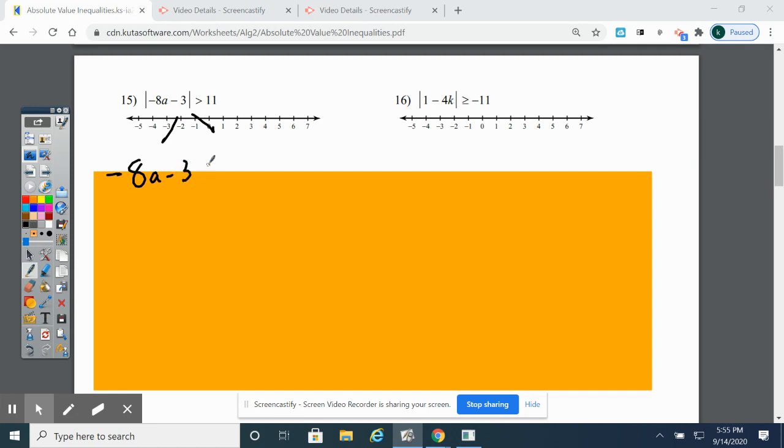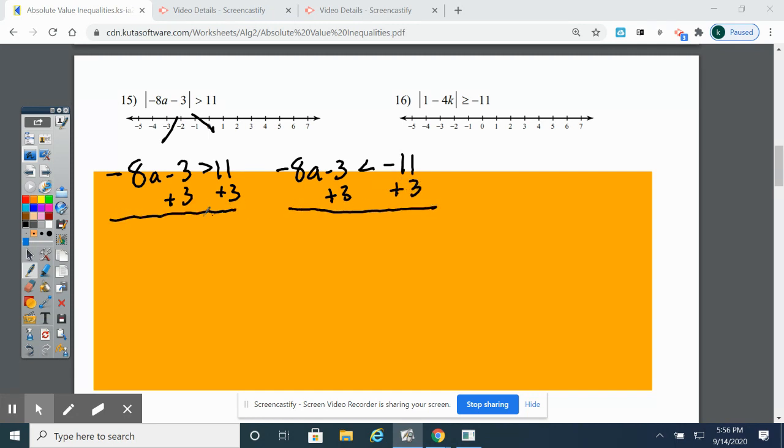-8a minus 3 is greater than 11. So nothing changes. You just drop the bars. But in scenario 2, -8a minus 3 less than -11. Okay, so we're going to try to get a by itself. We're going to do the opposite. Remember, we're doing PEMDAS backwards, so we got to start with the add subtract. The opposite of -3 is +3. Do the same to the other side of the arrow, and in fact, we're doing the same thing in this scenario as well, right? Same steps, different outcome.